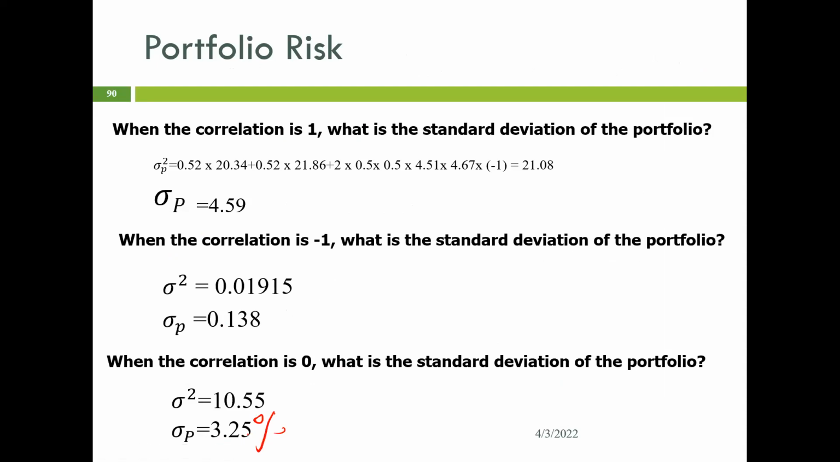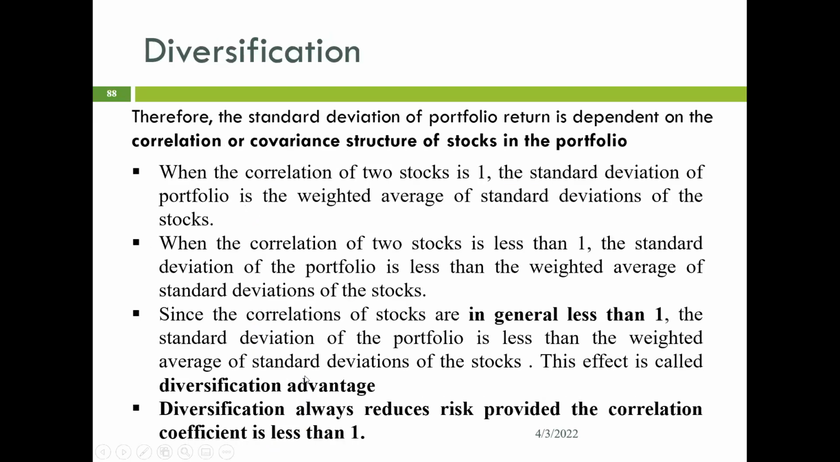How do you say that this is moderate level diversification? Because 3.25 is less than the weighted average standard deviation of the stocks. So there is a diversification, but not a very large, huge diversification; moderate level diversification is there when the correlation coefficient is 0. That's why we said that since the correlation of stocks is in general less than 1, the standard deviation of the portfolio is less than the weighted average of standard deviation of the stocks.